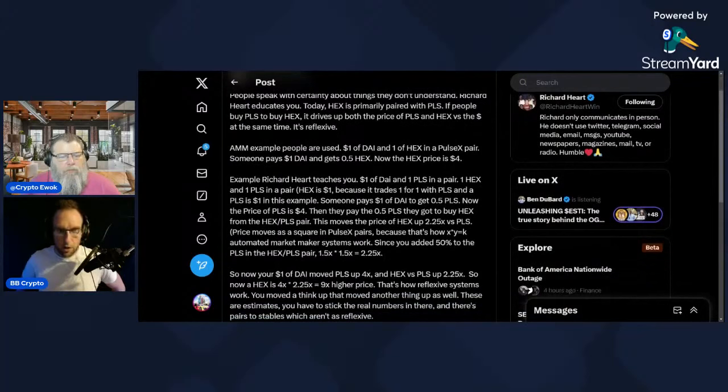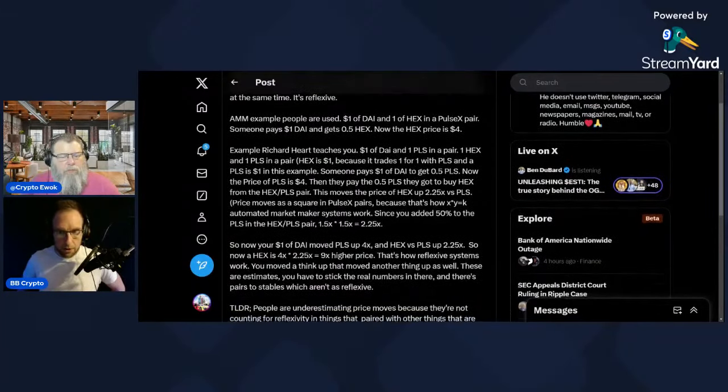Example, Richard Hart teaches you: $1 of DAI and one Pulse in a pair. One Hex and one Pulse in a pair. Hex is $1 because it trades for one with Pulse, and Pulse is $1 in this example. Someone pays $1 of DAI to get half a Pulse. Now the price of Pulse is $4. Then they pay the 0.5 Pulse to buy Hex from the Hex Pulse pair. This moves the price of Hex up 2.25x versus Pulse.